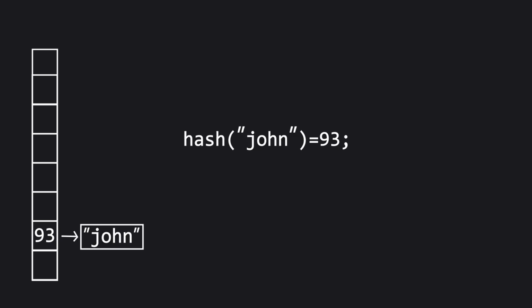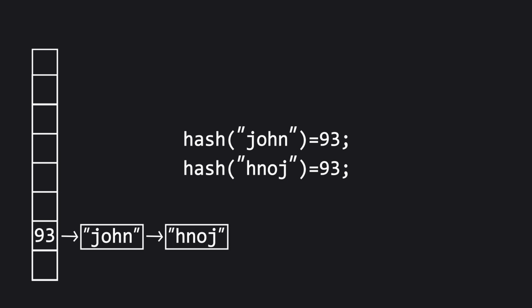But there's a catch. Collisions happen when different keys hash to the same index. We solve this by using a linked list inside each bucket to chain the colliding items. A smart hash function, using tricks like ASCII values or prime numbers, helps minimize these collisions.